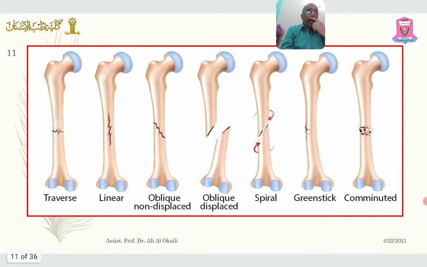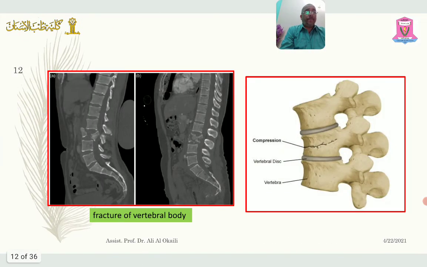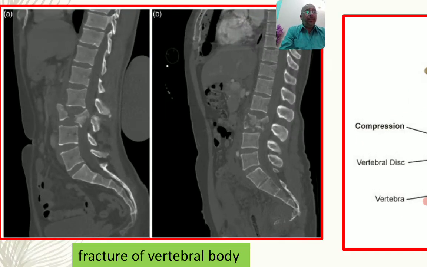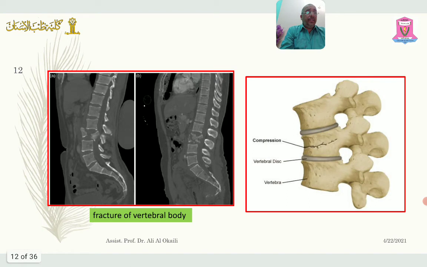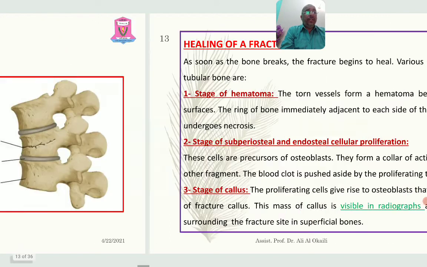These are pictures of transverse, linear, oblique or spiral fracture. Here we have non-displaced, and here there is displacement of the two fragments of the fracture. Spiral, green stick, and comminuted fracture. And compression fracture of the body of the vertebrae, as a result of crushing force or pressure on it.